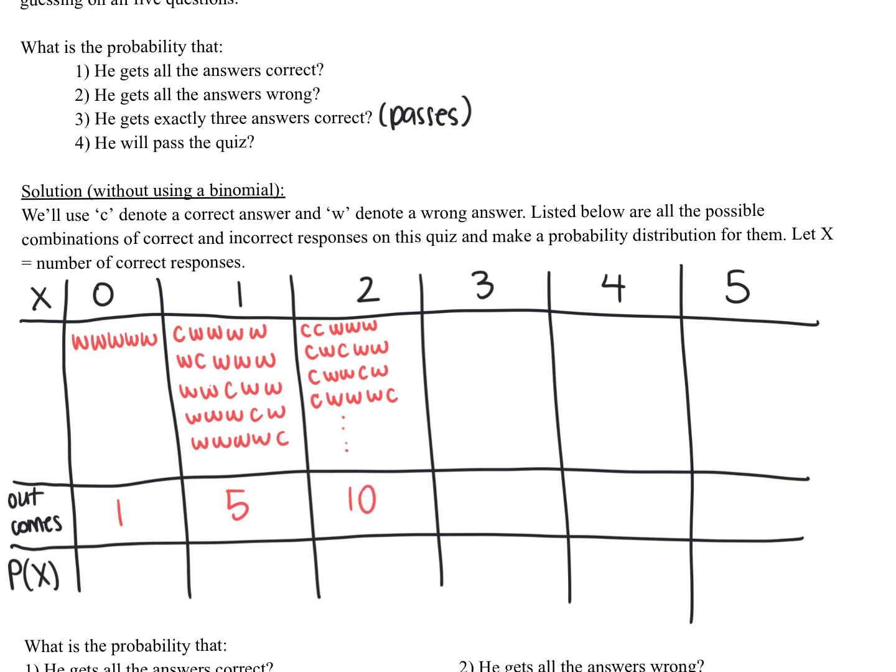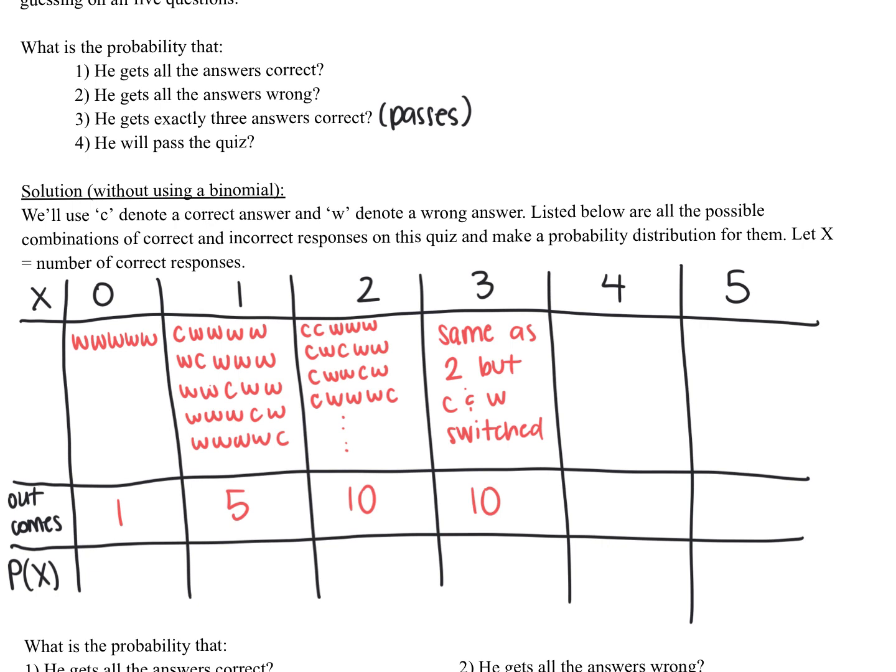All of the different combinations of if it's the first or if it's the second and the third, the second and the fourth, the second and the fifth. You just keep moving your way down the possibilities. X equals 3 is going to be the same as 2, but the C and W are switched. So still 10 outcomes for that.